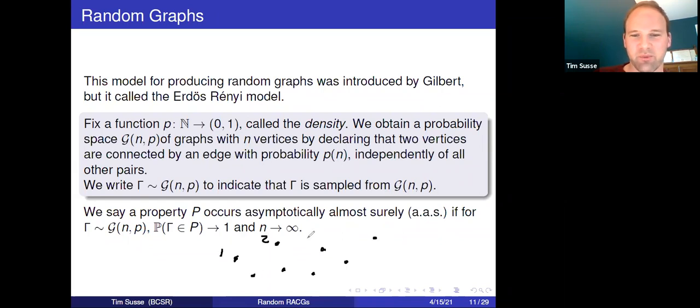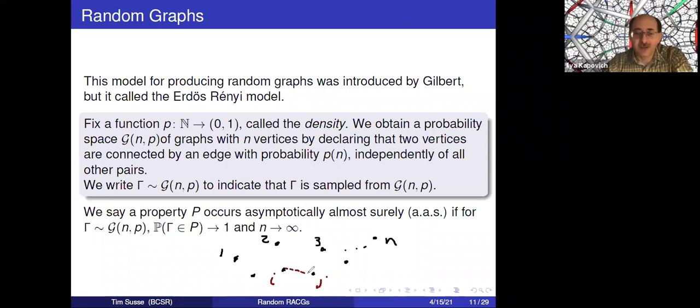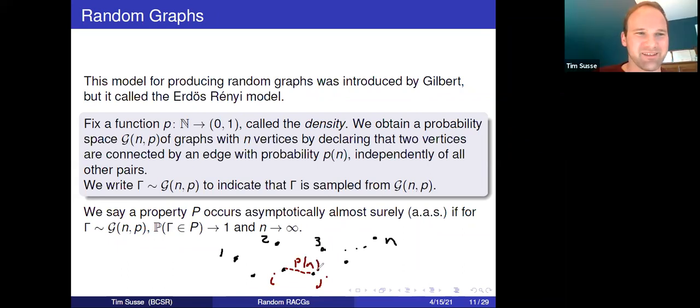So we'll have vertices 1, 2, 3, and up to n. We start with n vertices in a graph, and then for any 2 of them we choose, i and j. Okay, I just wanted to make sure that's what's happening. For every pair of vertices, you flip a coin to decide if they're connected by an edge. But your coin lands on heads with some probability that depends on n.